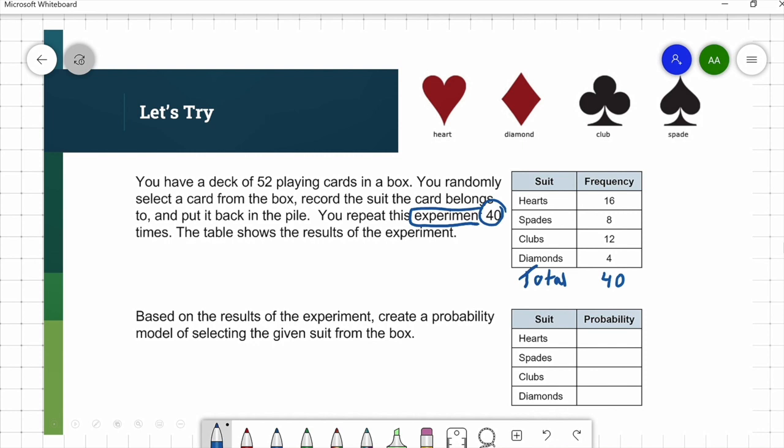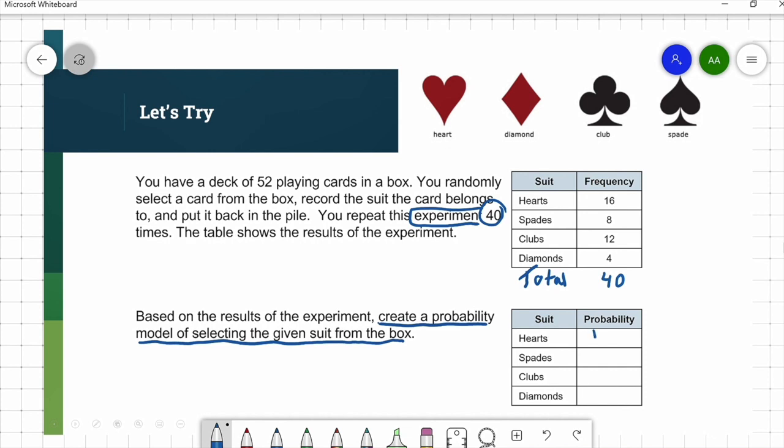Now, based on the results of this experiment, and this is what makes it experimental probability, we've conducted the experiment. We want to create a probability model of selecting the given suit from the box. So again, the numbers that we are selecting is going to be based on the experiment, not based on what could happen, but it's actually based on an experiment being conducted. So we look for the frequency of selecting hearts. We know that hearts was selected 16 times out of the 40 total outcomes.